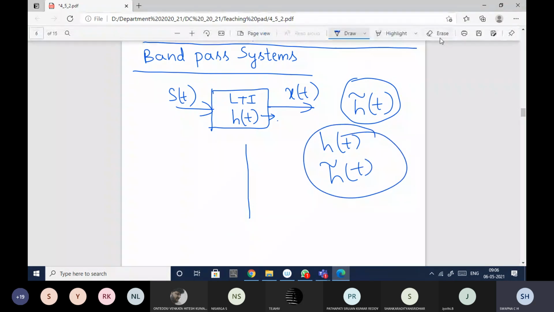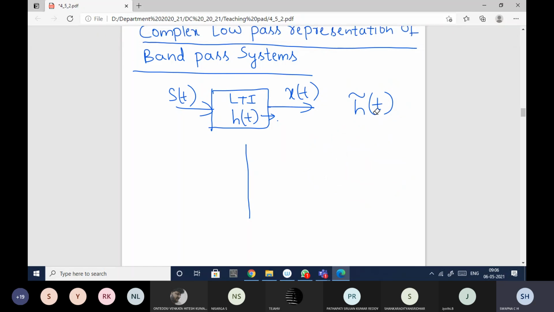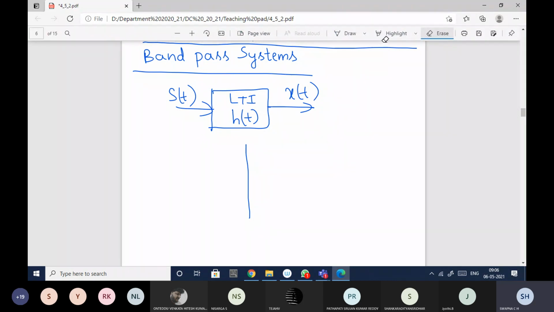Are you all understanding? Understand the headings so that the rest you'll understand easily. Have you understood what we are going to do here? Are you understanding what we are going to do here?